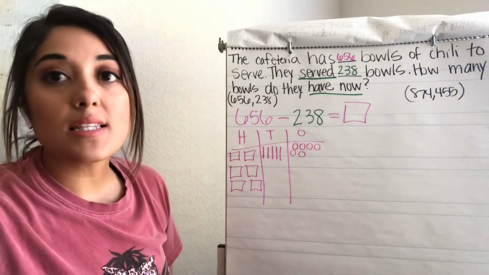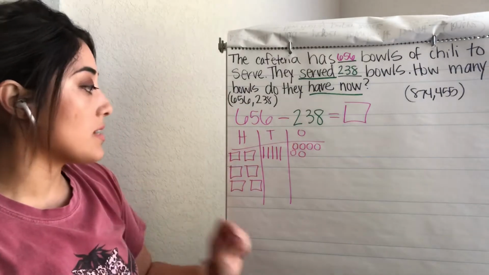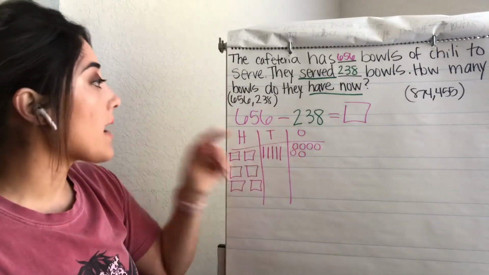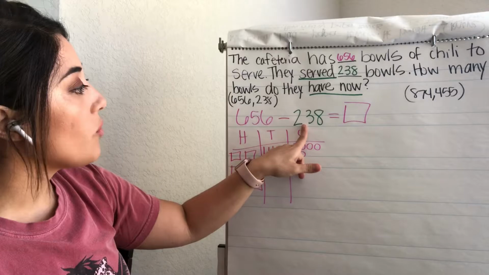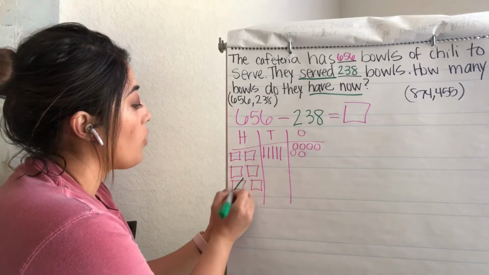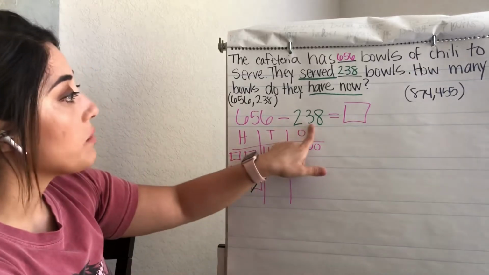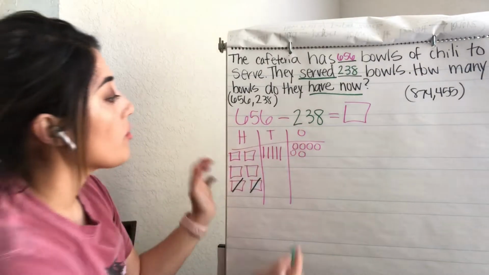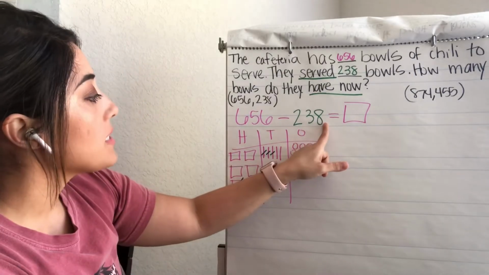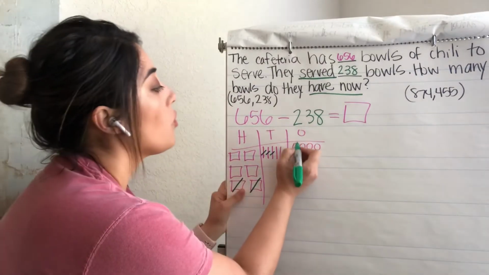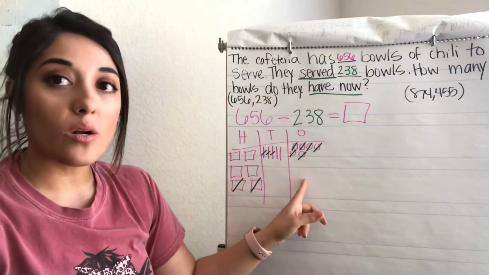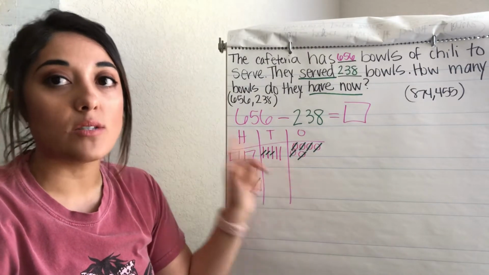And then it says that they served 238. So I am not joining, I'm taking away, or I'm subtracting. I'm going to start with the 200 first. So I'm going to take away 100, 200, and then I'm going to take away 30, or 3 tens. So 10, 20, 30, and then I'm going to take away 8 ones. 1, 2, 3, 4, 5, 6. Okay, so I ran out of ones. I'm not able to take away 8 ones, so what do I do?